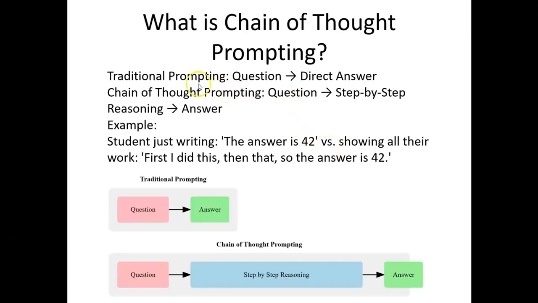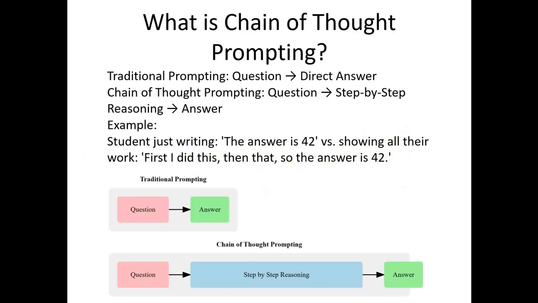In traditional prompting, we provide a question to the LLM and the LLM provides the direct answer. But in chain of thought prompting, we provide a question to our LLM and the LLM performs step-by-step reasoning and concludes with the answer. For example, it's like a student writing "the answer is 42" versus a student showing all their work: first I did this, then that, so the answer is 42.